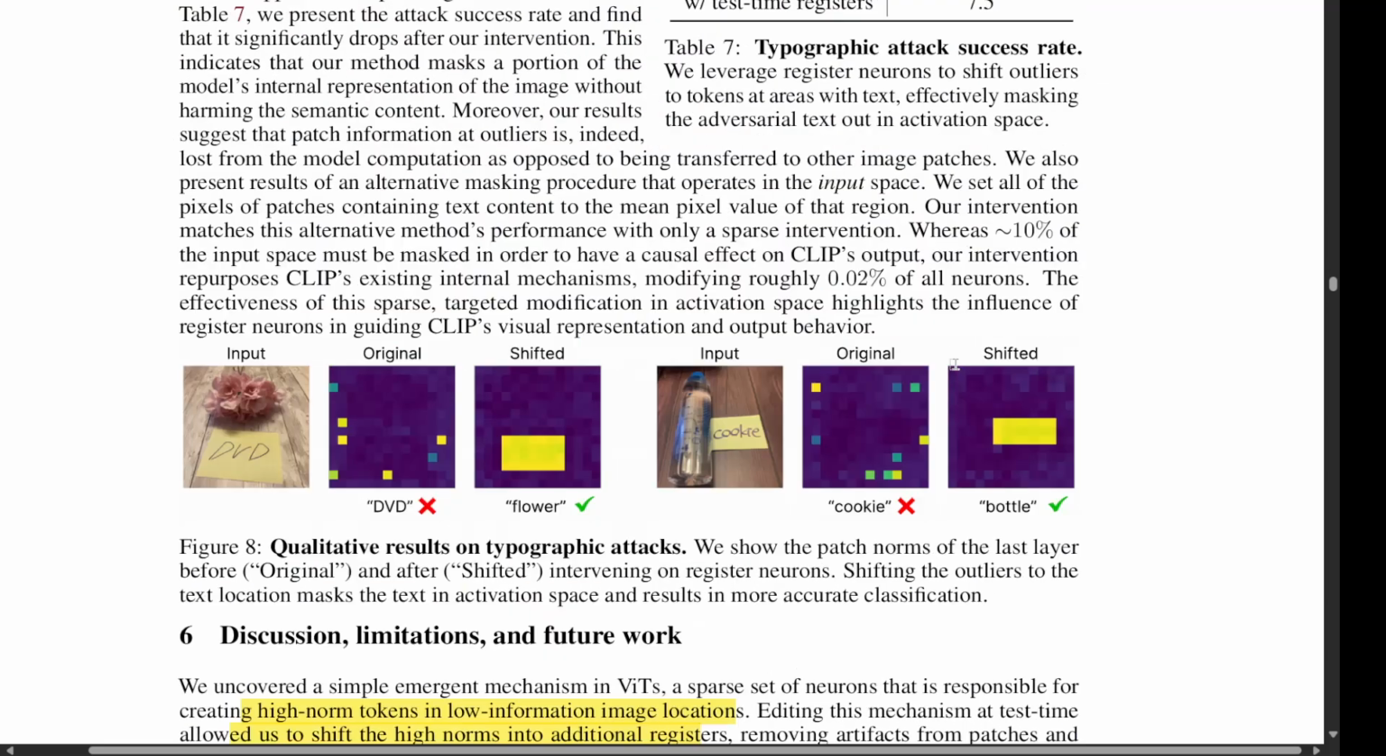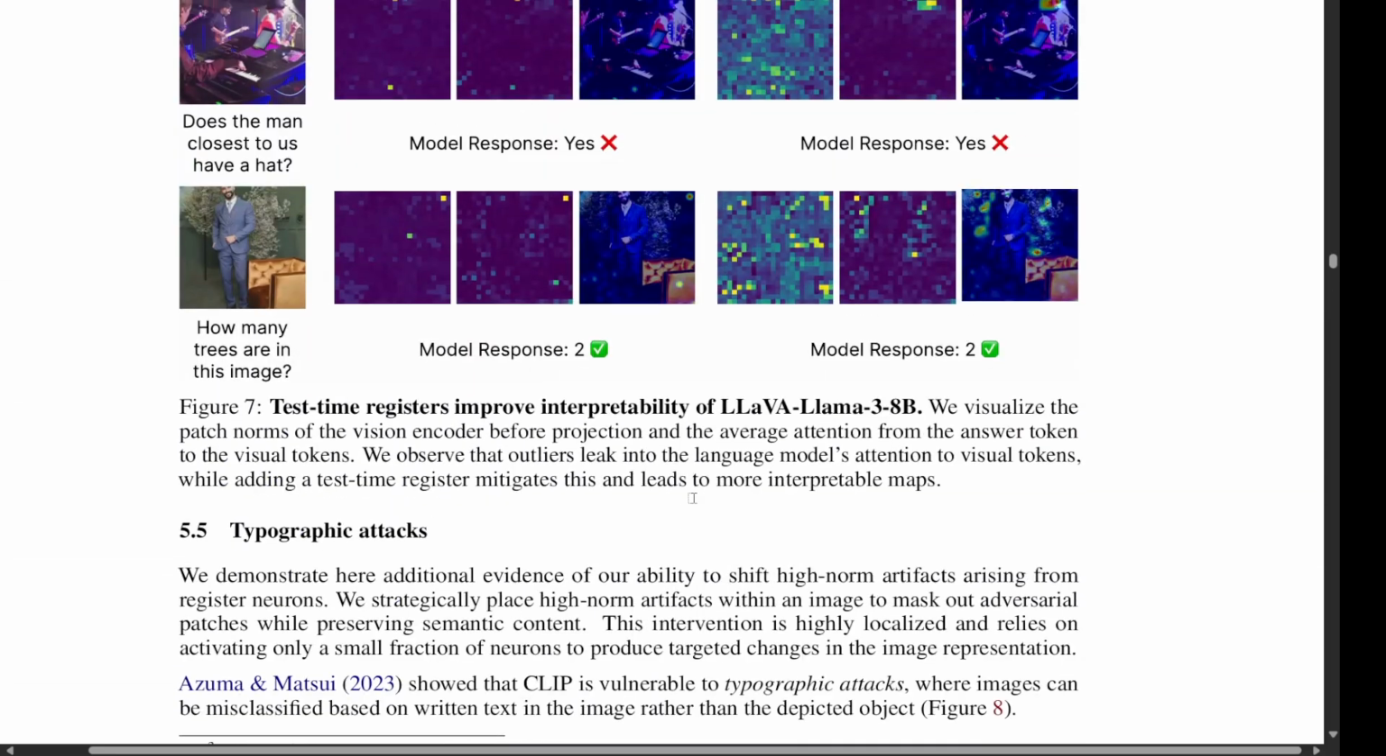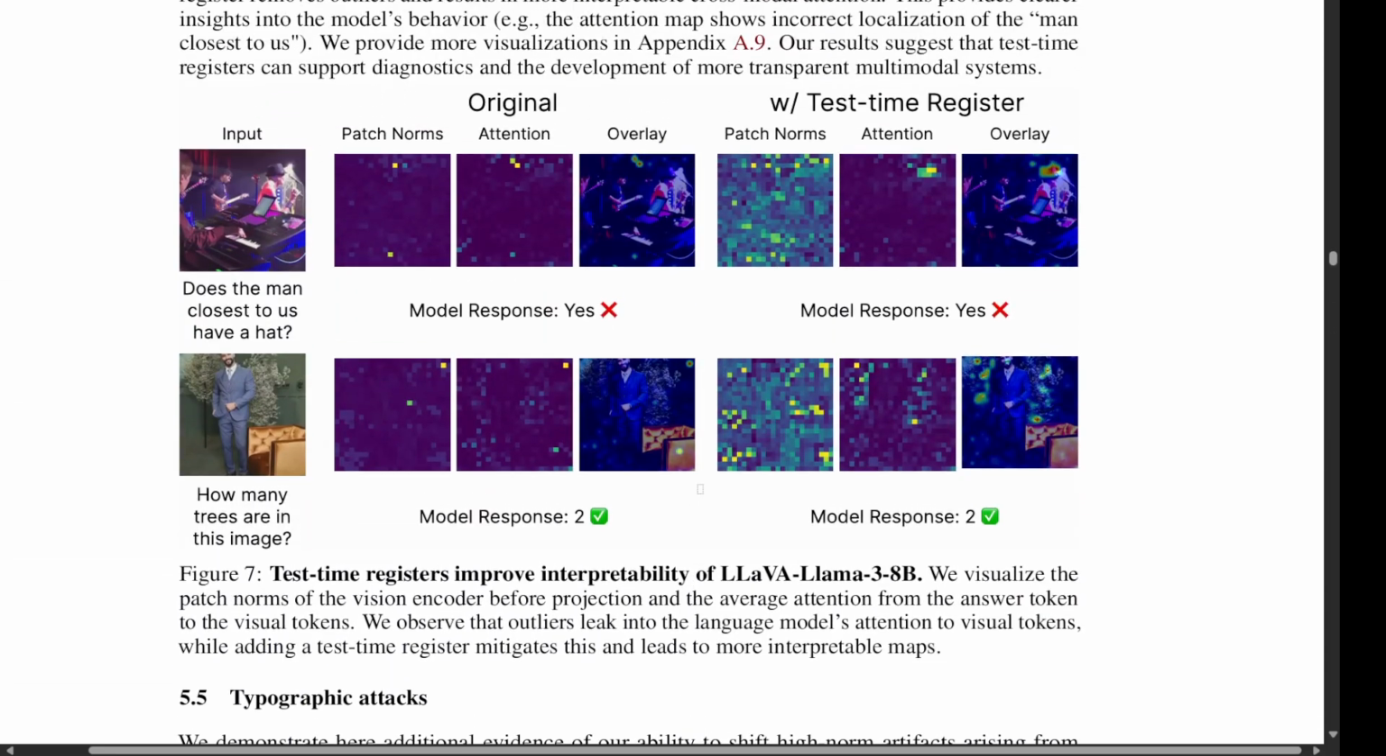And wasn't there also some kind of surprising result related to robustness against attacks? Yeah, that was a really clever twist. They use their control over the register neurons in a totally different way. How so? Okay, so some models, like CLIP, can be tricked by typographic attacks, basically, putting misleading text into an image. Right, I've seen those. So the researchers thought, what if we use our ability to place outliers and deliberately shift them onto the regions of the image containing that adversarial text? Wait, so instead of removing the noise, you aim it at the attack. Exactly.